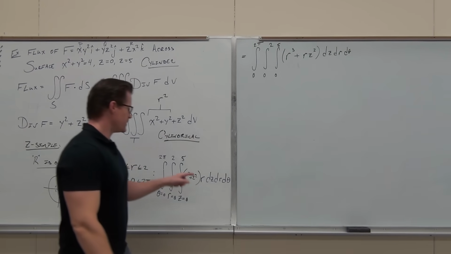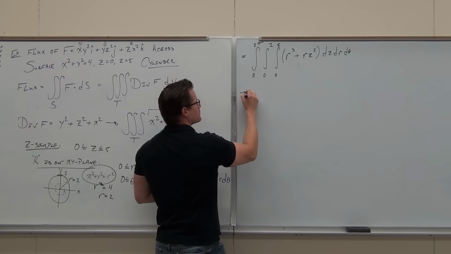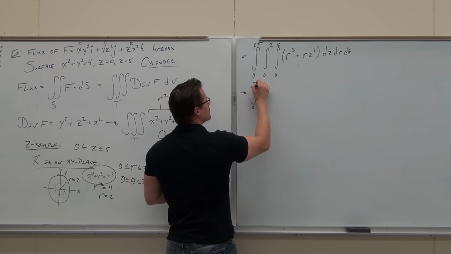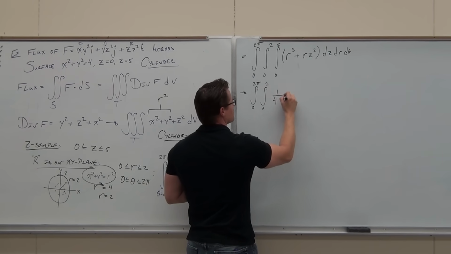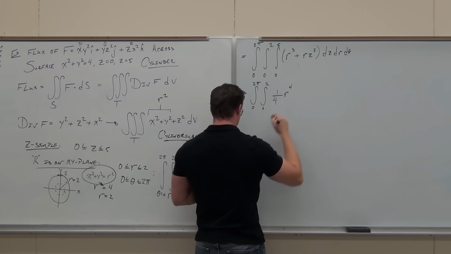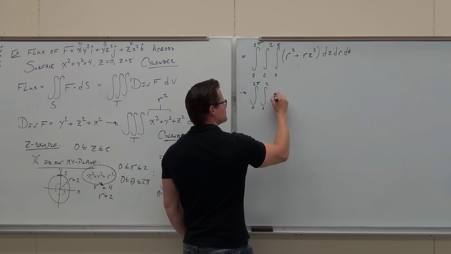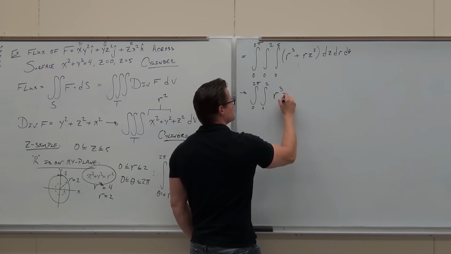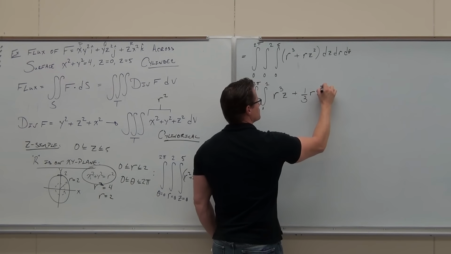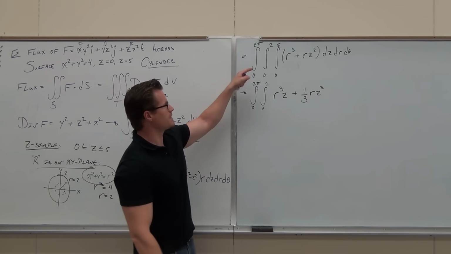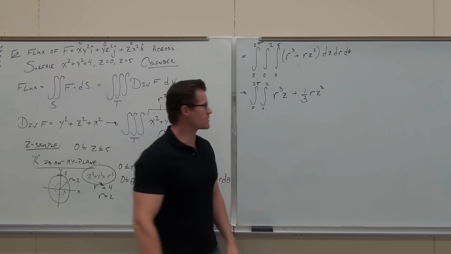So distributed, making sure that that's right, don't want to screw that up. Then dz first. Z, add one, divide by that one. Did you make it that far? Sweet. Basic integral. What do we do now?